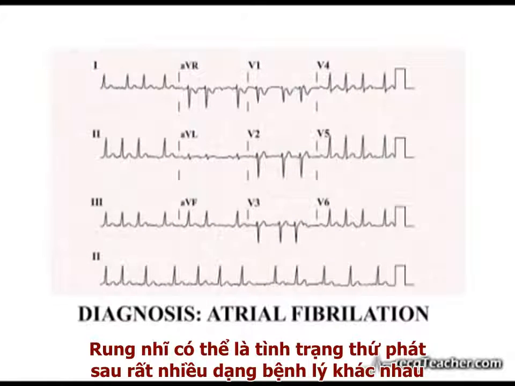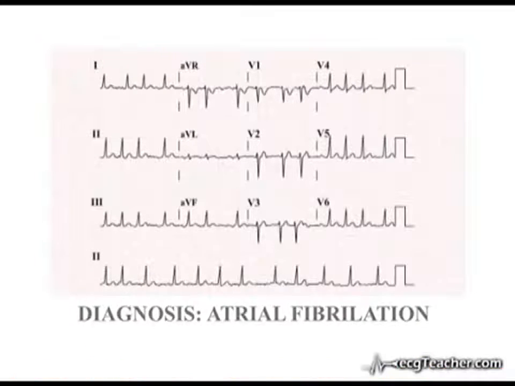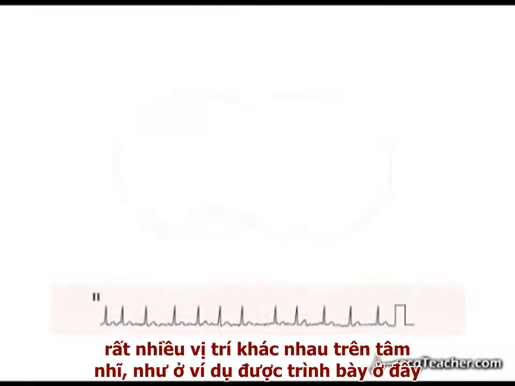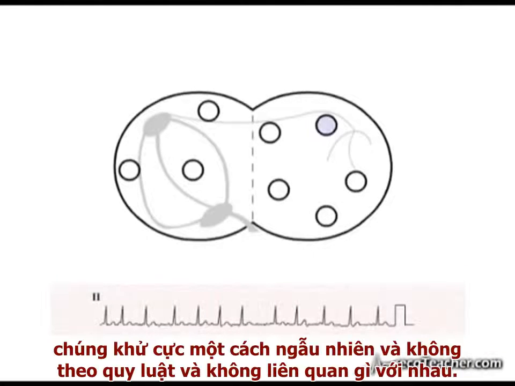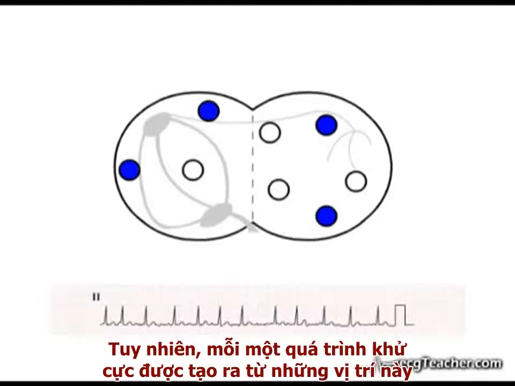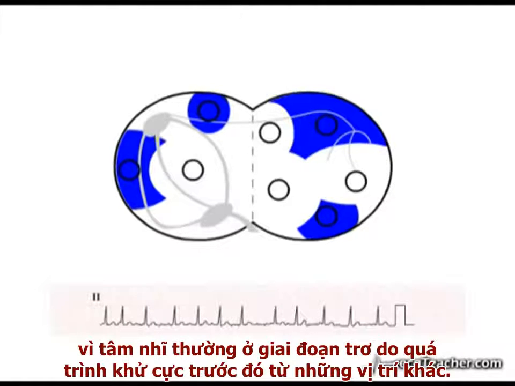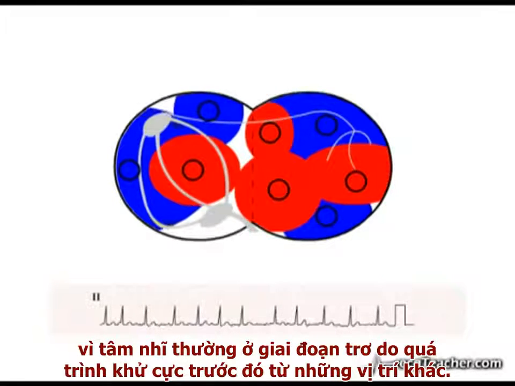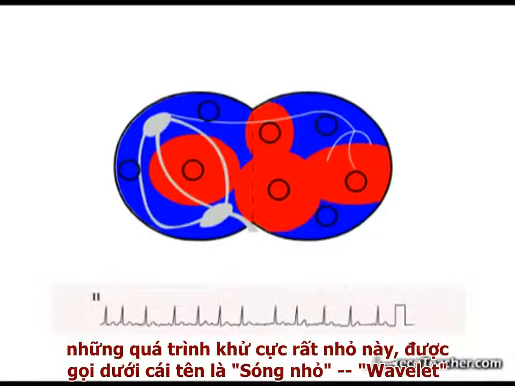Atrial fibrillation arises secondary to many different disease states, both intrinsic and extrinsic to the heart. In this arrhythmia, multiple sites within the atria, in the example shown here 8 but often many hundreds, are depolarizing randomly and independently of one another. However, the individual depolarization events generated by these sites never manage to completely depolarize the atria, as they run into refractory zones generated by earlier discharges from other sites. These relatively small depolarization events are therefore referred to as wavelets.